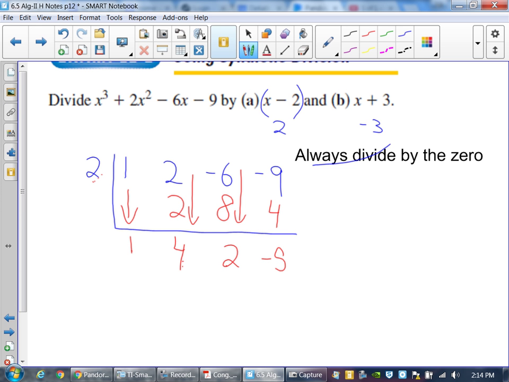2 times 4 is 8. Negative 6 and 8 is 2. 2 times 2 is 4. You multiply against these things to bring them up to here. Okay? Yes, ma'am? Will the last term always be the remainder? Yes, or it could be 0.